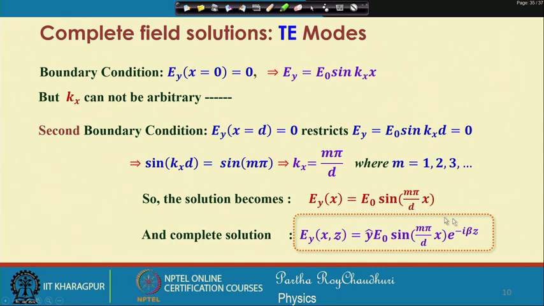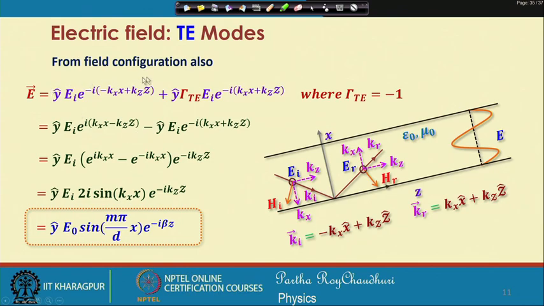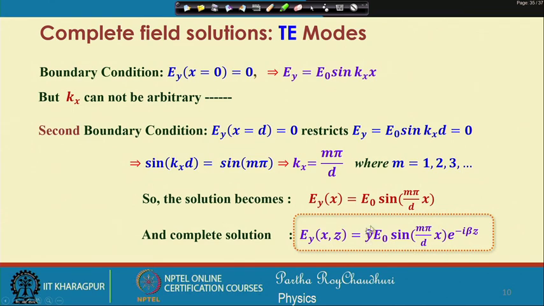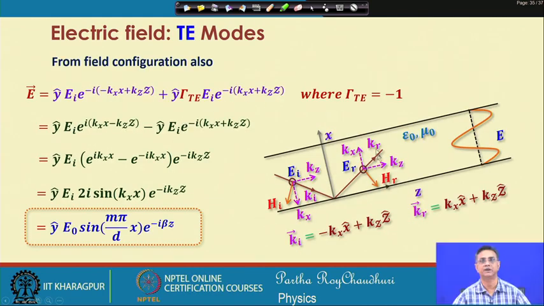The complete solution, because the fields are now directed along the y axis, is y cap E 0 sin m pi x by d, and this is the phase vector, and there should be one more e to the power of i omega t for the complete solution, but this is the wave. So, from the field configuration, we can also make out this solution. You can bring out this solution not by doing all these calculations following the wave equation, but simply by looking at the configuration.